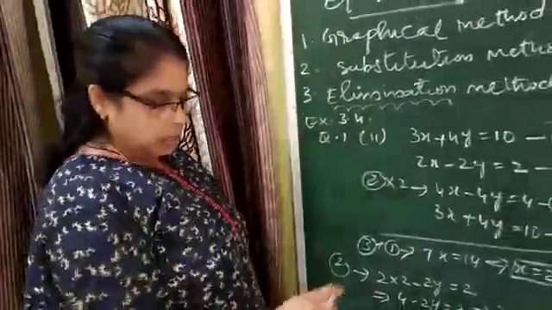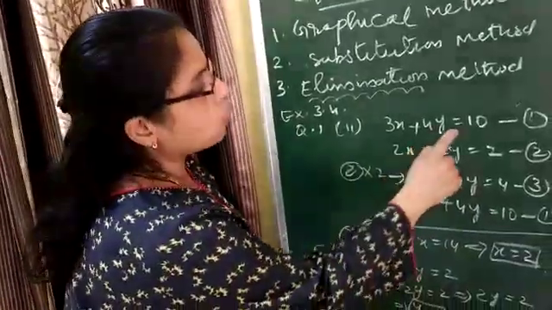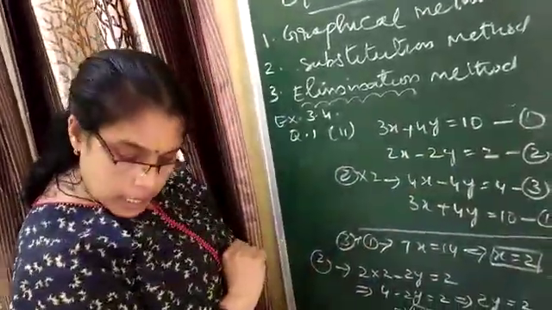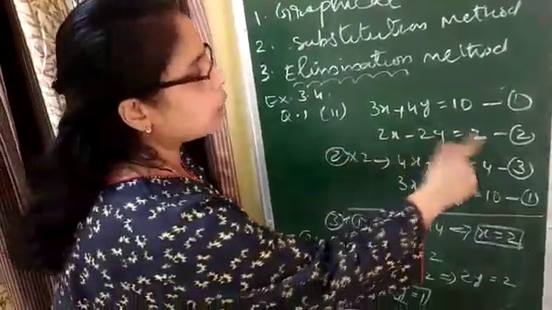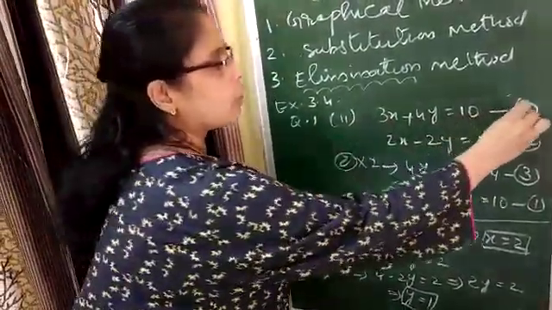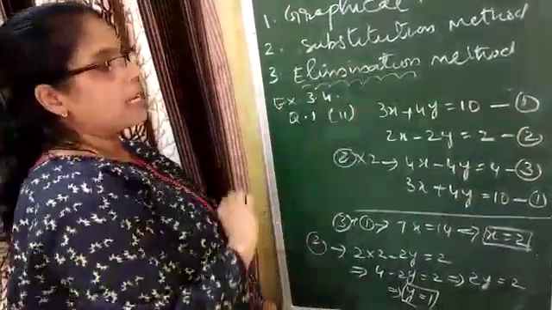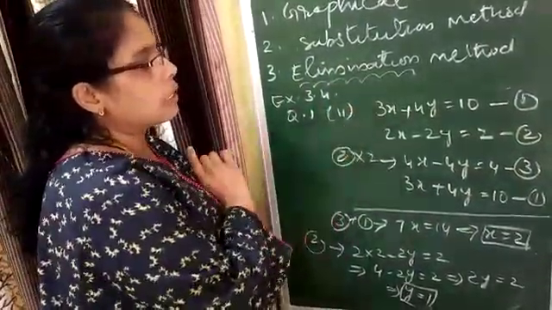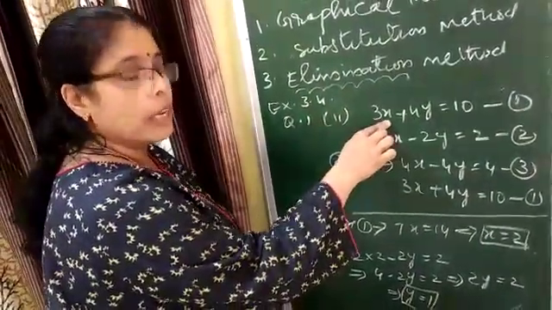Now I am writing the equation. 3x plus 4y equal to 10 is the first equation. Second equation is 2x minus 2y equal to 2. Just after writing the equation, it is better to name the equations as 1 and 2. After writing this, you have to think which variable you want to eliminate first.